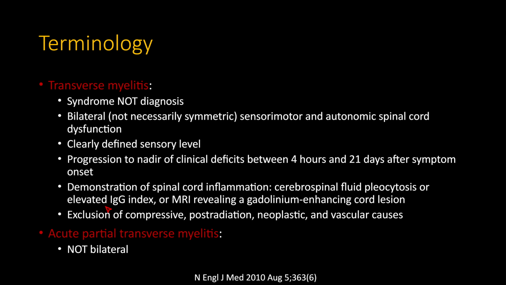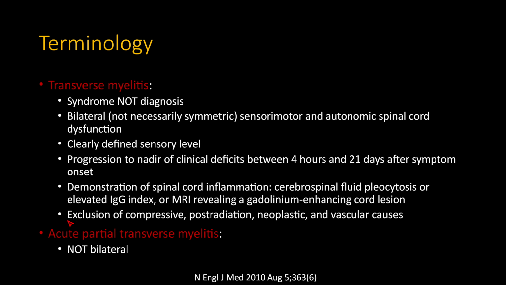Technically, for definition of transverse myelitis, you exclude compressive and neoplastic and vascular sources. Although, as far as I'm concerned, because on imaging, you don't necessarily know that. I mean, you don't know that it's not compressive. You don't know that it's not vascular. I include these in my differential diagnosis of transverse myelitis when I talk about it, just because by our imaging, we won't necessarily be able to exclude these all the time.